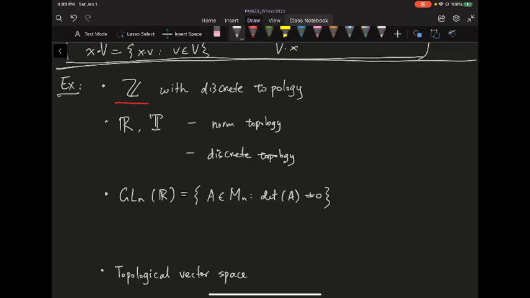Just purely on the algebraic level, the real line and this unit circle are basically the same group, okay?